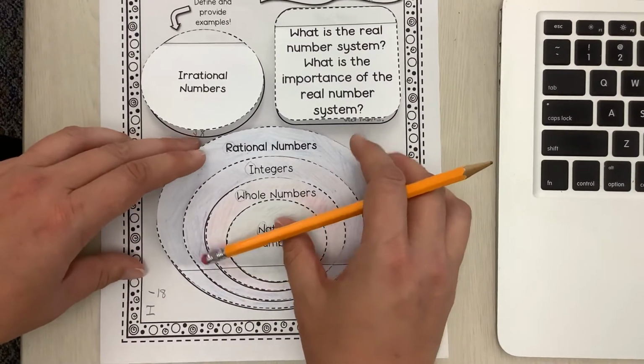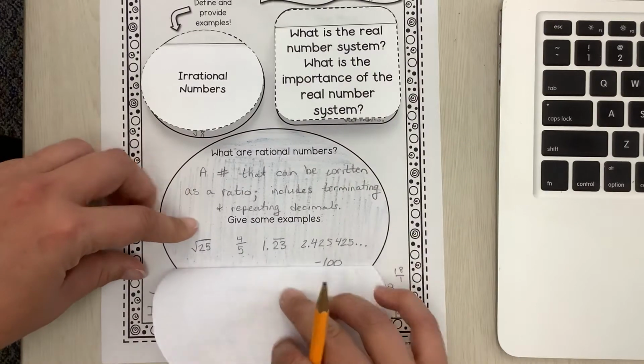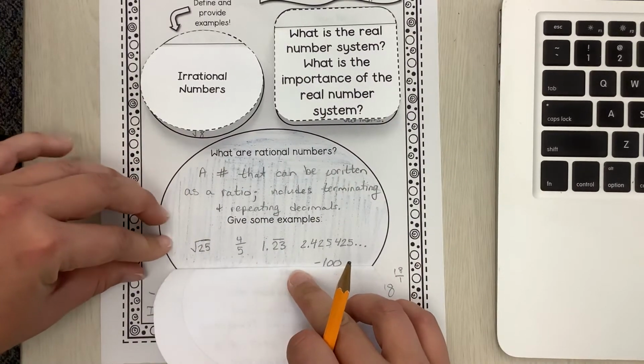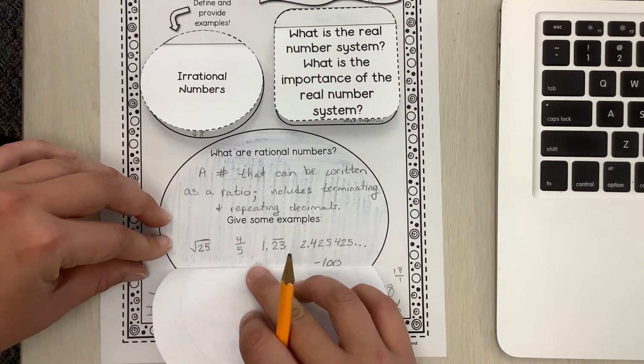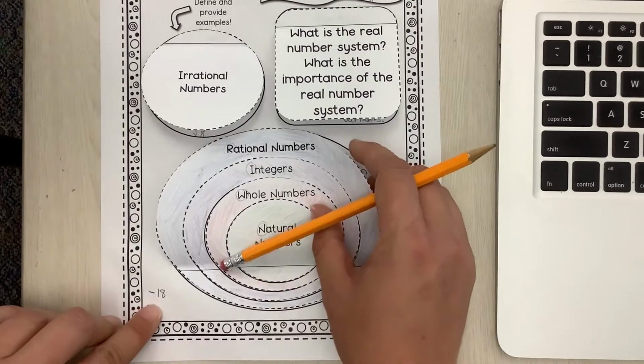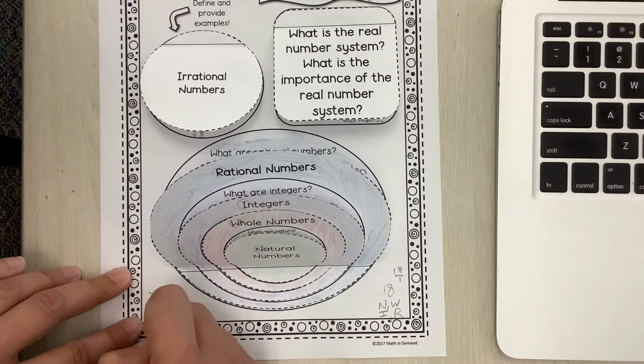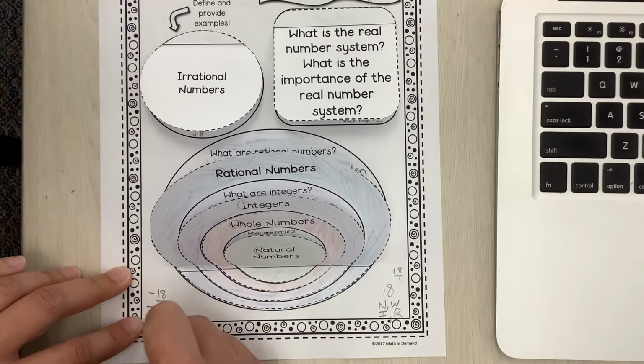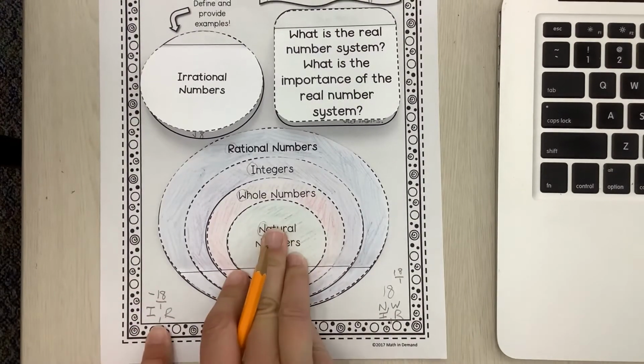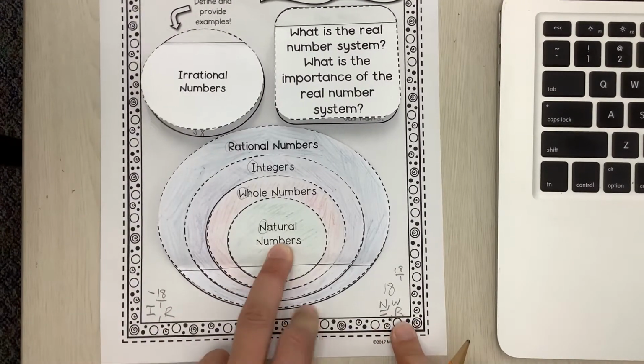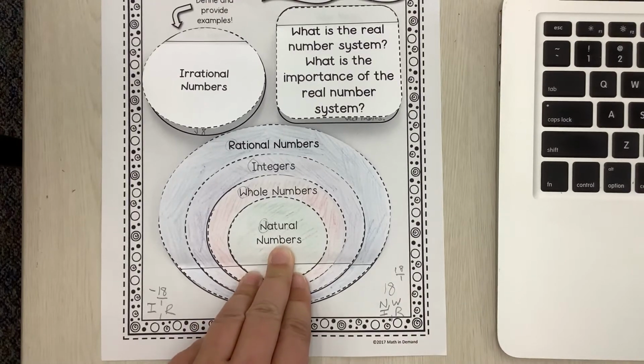Is negative 18 a rational number? Yes, it is. Whole numbers, all numbers basically that work out perfectly and you can make a fraction. Can I make negative 18 into a fraction? I sure can. So I and R work for negative 18. All 4 work for positive 18.